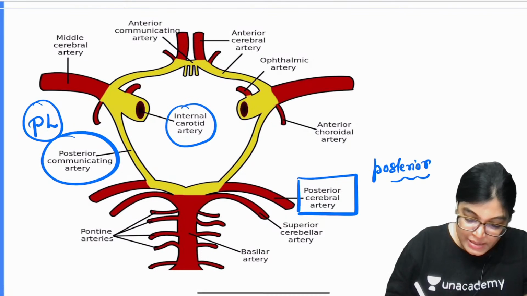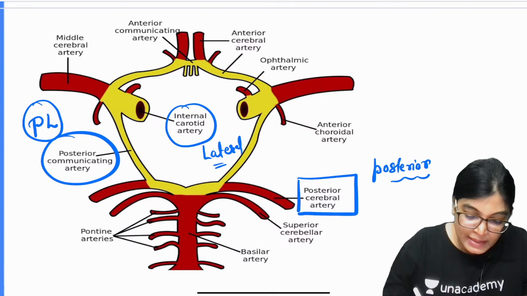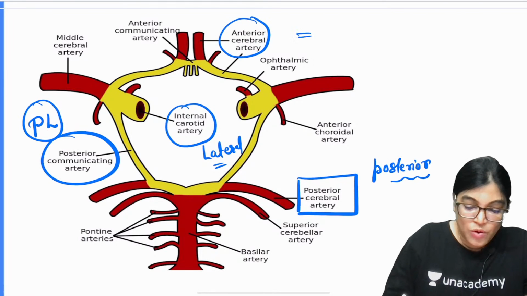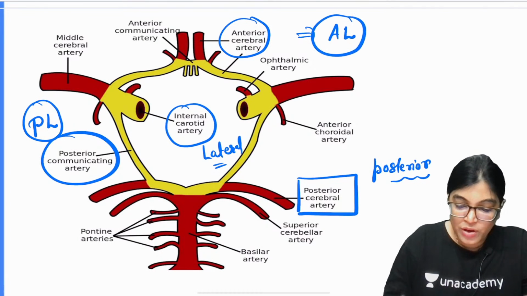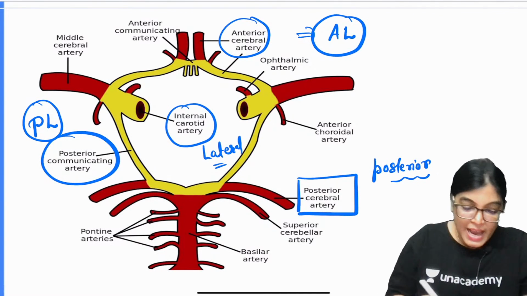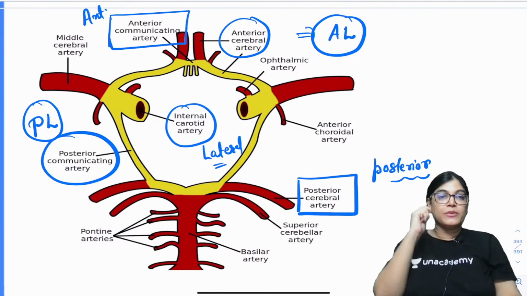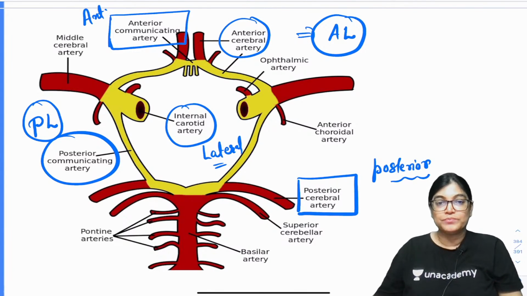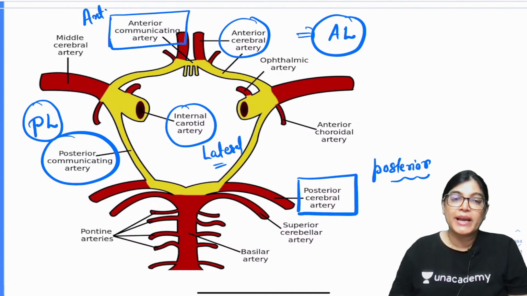The internal carotid artery is the lateral boundary. The anterior cerebral artery, can you see here, is forming the anterolateral boundary. Got it? Anterolateral boundary. And the anterior communicating artery is the anterior boundary. So what is important is the name of all the arteries along with their part and contribution. The posterior cerebral artery is forming the posterior boundary, and the posterior communicating artery is the posterolateral boundary of the circle of Willis.